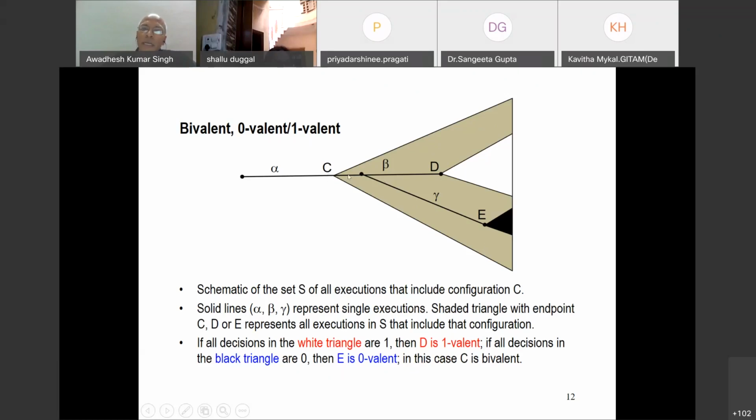However, after another execution, say beta, we reach a state or configuration D. From there onwards, it is not possible to modify the decision. This is univalent, or one-valent. D is a one-valent configuration. Similarly, E is a zero-valent configuration. From there onwards, the decision could be only 0. And 0 and 1, if you think especially in terms of transaction processing, could be commit or abort.